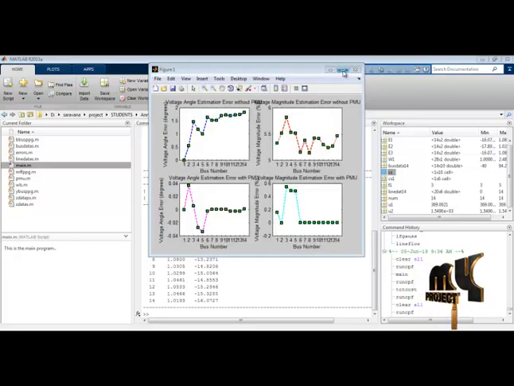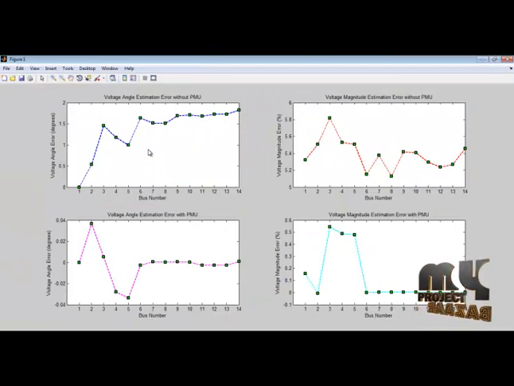Next, these are our main major results. The first graph is the voltage angle estimation error without PMU, the phasor measurement unit. Without the phasor measurement unit, we can find out how much error there is in the specific buses of the 14 bus system. These are some gradual and linear variations. These are the two results for voltage angle and magnitude. This is the voltage angle estimation error. This is the voltage magnitude estimation error. These two are without PMU. So this is our difference for that.